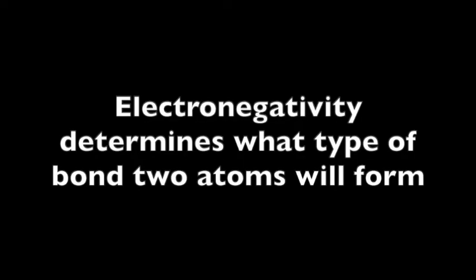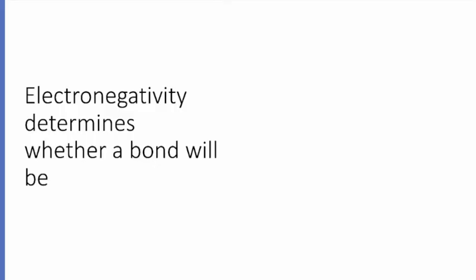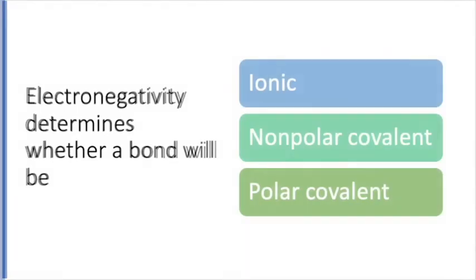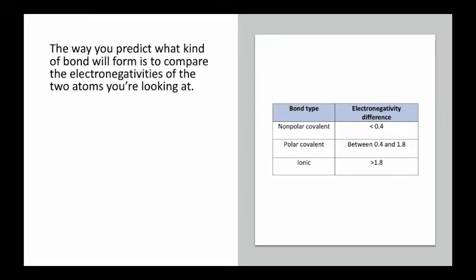Electronegativity determines what type of bond two atoms will form together. It determines whether a bond will be ionic, nonpolar covalent, or polar covalent. One way you can predict what kind of bond will form between atoms of two different elements is to compare the electronegativities of the elements you're looking at.